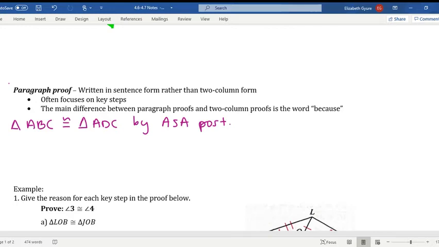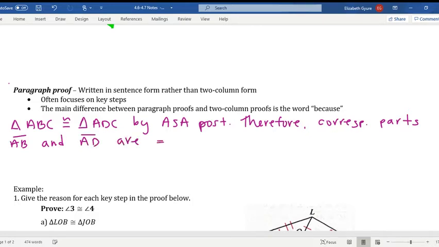Then, didn't we find some corresponding parts? And that implied some more things were congruent. So that's where I would go from there. And again, your connecting words, how you choose to phrase this, can vary. I'm just going to say, therefore, corresponding parts segment AB and segment AD are congruent, right? We knew that because of our angle side angle.